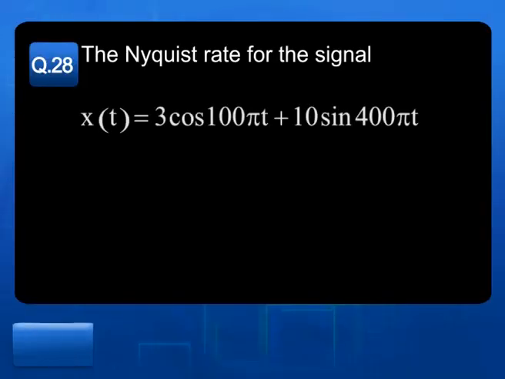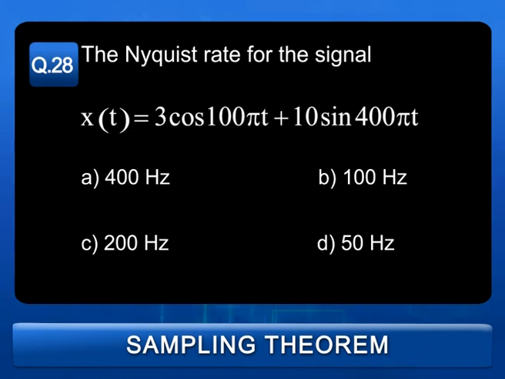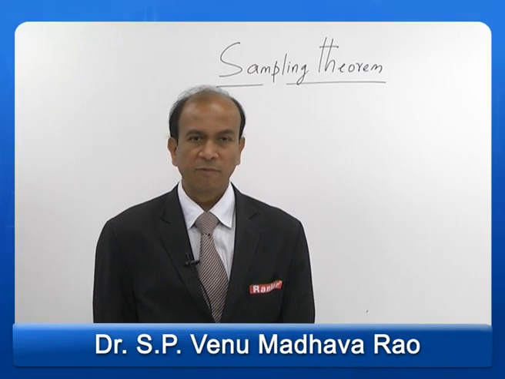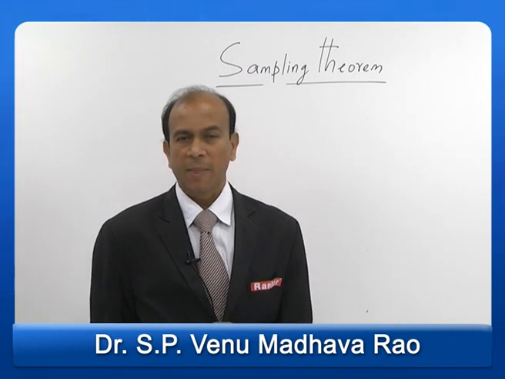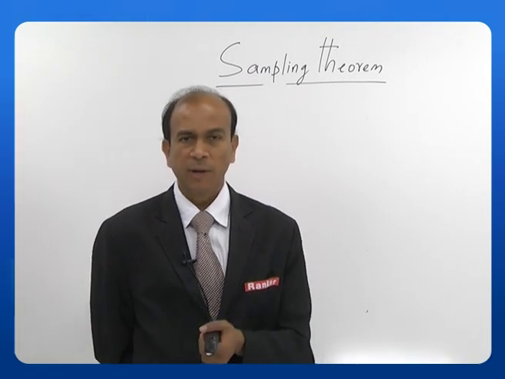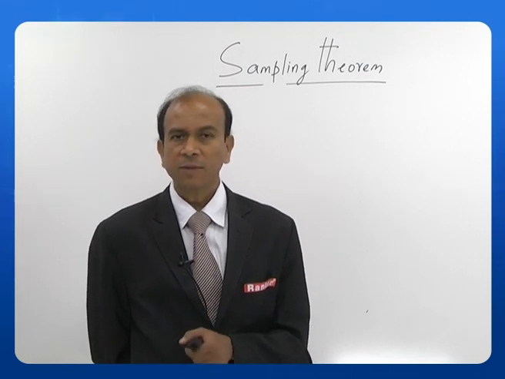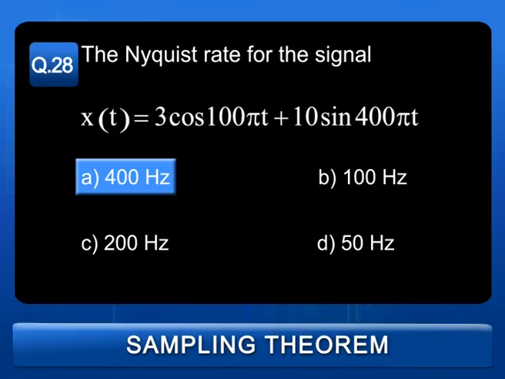28th question. The Nyquist rate for the signal x of t given as 3 cos 100 pi t plus 10 sin 400 pi t is how much? A 400 hertz, B 100 hertz, C 200 hertz, D 50 hertz. Earlier we have seen an example similar to this. What you have to do is calculate two different frequencies F1 and F2, find out which is highest and multiply it by 2. So, the highest happens to be 200 hertz here. So, the rate will be 2 into 200. The answer is 400 hertz. The answer is A.